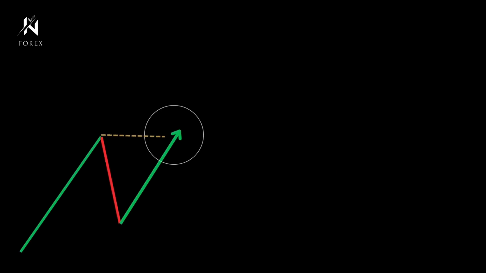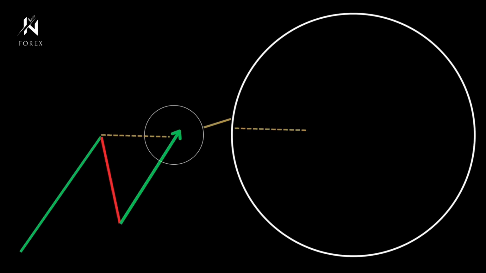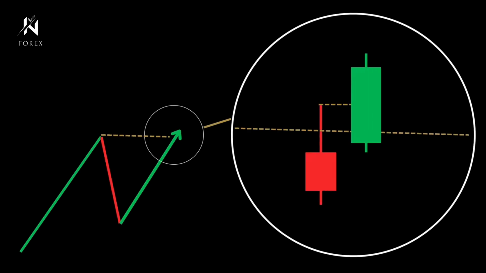If the price wicks above the prior market structure but ends up closing back within the range, we don't have a valid breakout, as explained earlier. To confirm a legitimate break, the next candle must close higher than the previous one. This clearly signals that sellers failed to drag the price back into the range and buyers have taken control.